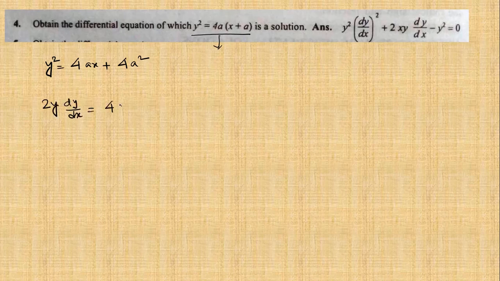The next question is to obtain the differential equation of which y square equals 4a into this is a solution. So we need to eliminate this a to get the differential equation. So here y square equals 4ax plus 4a square, just separate out. We can differentiate at most one time. So differentiating, 2y dy/dx with respect to x, you will get 4a and this will be 0.